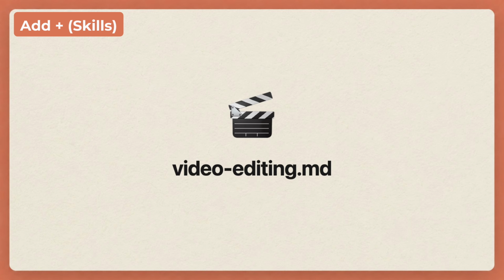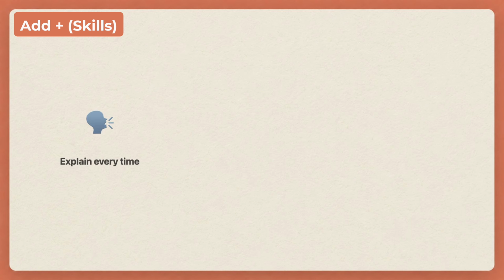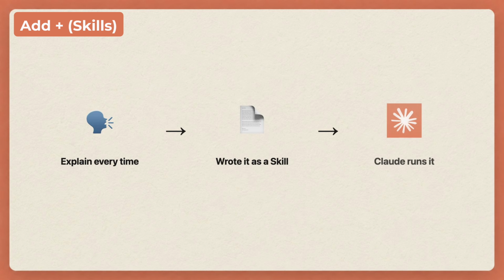Package it up, teach Claude once, and you stop re-explaining. For example, I've got a video editing skill. I used to explain the process to Claude every time I edited a video. After a bunch of videos, I took the steps I ran every time and wrote them up as a skill. Now, I just point Claude at the skill and it runs the steps. No more teaching from scratch.